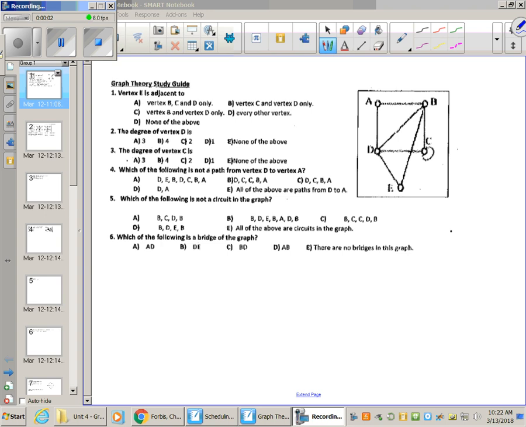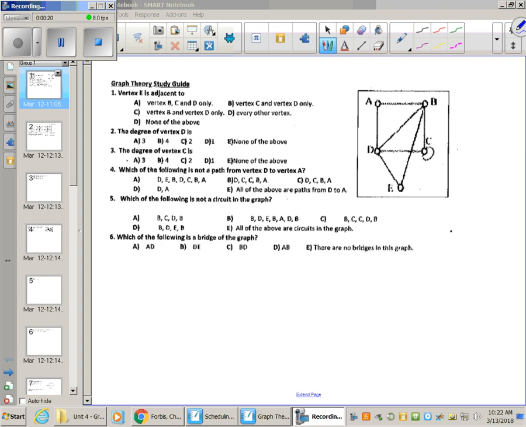Okay, so in this video I'm going to go over the review sheet for this unit in graph theory. I'm just going to go through each problem and explain the process of thinking for it, how to do each problem, and you can use this video as a resource as you go through the answer key or through the review sheet. Okay, just to help you prepare for the test.